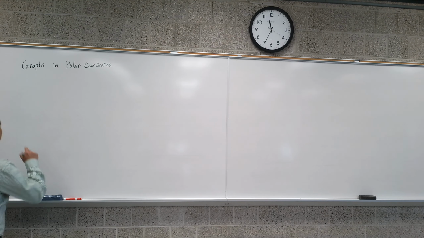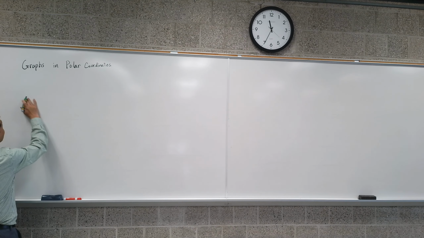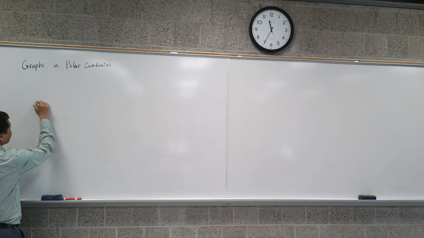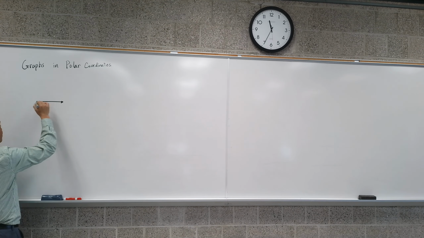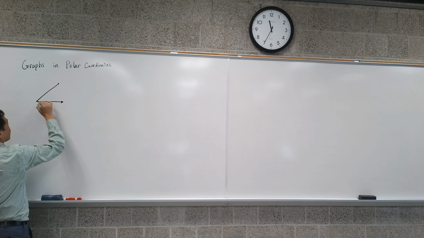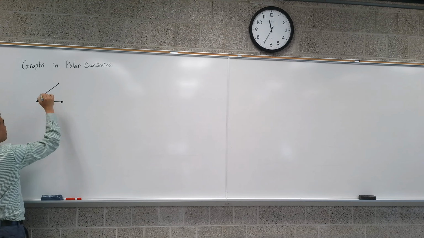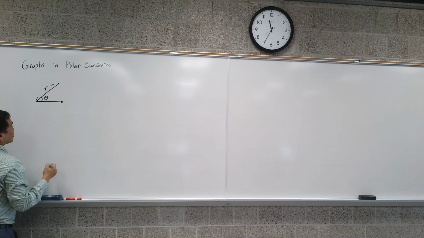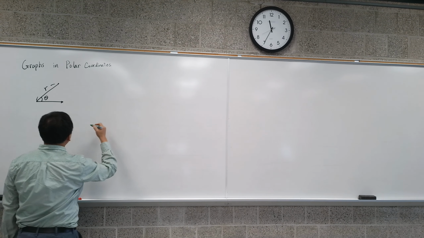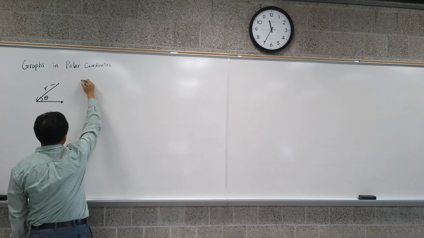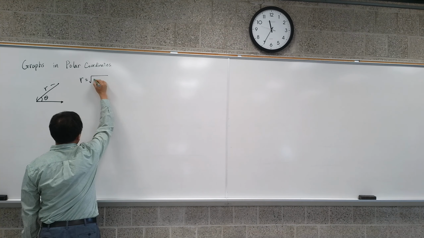Okay, so let's think about graphs in polar coordinates. Remember, the polar coordinate means that you have a full coordinate system where every point is given by its angle from the x-axis and the distance from the origin. We also had a few formulas that we went over last time, which was that r is equal to the square root of x squared plus y squared.